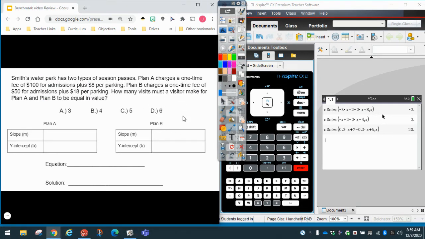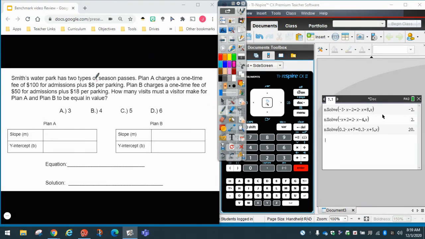Let's do a multiple choice one. Smith's water park has two types of season passes. Plan A charges a one-time fee of $100 for admissions plus $8 per parking. Plan B charges a one-time fee of $50 for admissions plus $18 per parking. How many visits must the visitors make for plan A and B to be equal? So again, the word is equal. Plan A and plan B have to be equal. So you need to make sure you create these boxes for yourself. And here are my answer choices.